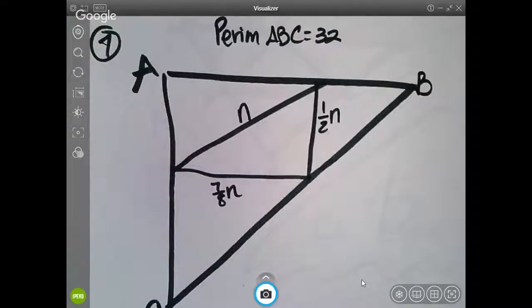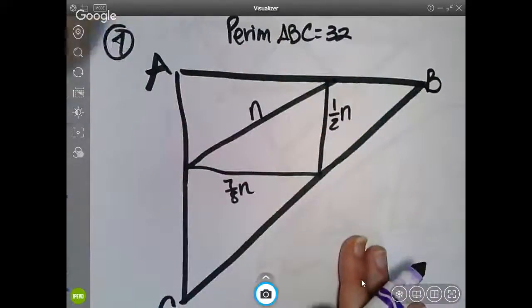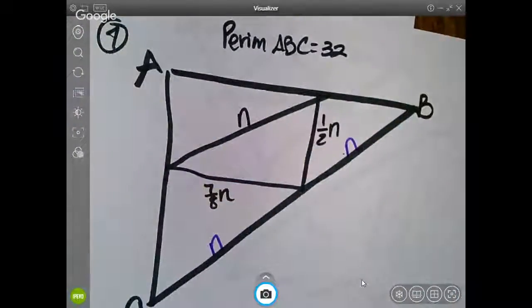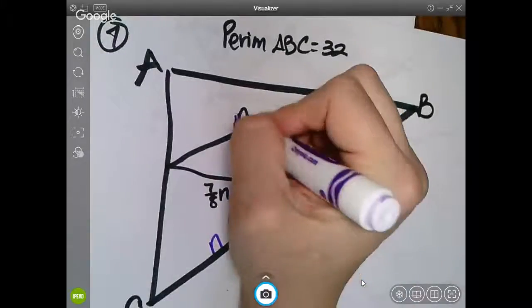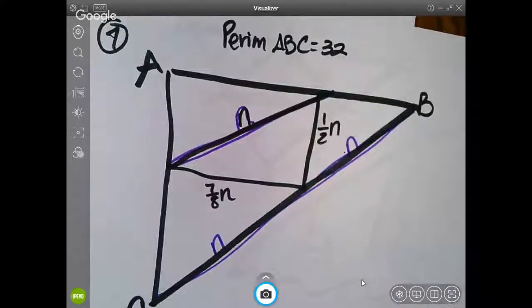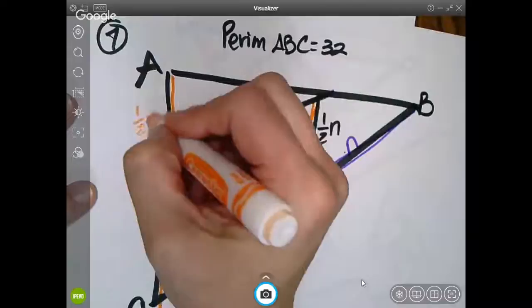So in order to solve this problem, we have to create a very long, ridiculous equation. So first of all, let's label our outside pieces. If we know that this is n, that means that each of these pieces has to be n. Agreed? Because this is the parallel side. Then here's our 1/2 n, that means this is our parallel side. So each of these is 1/2 n.